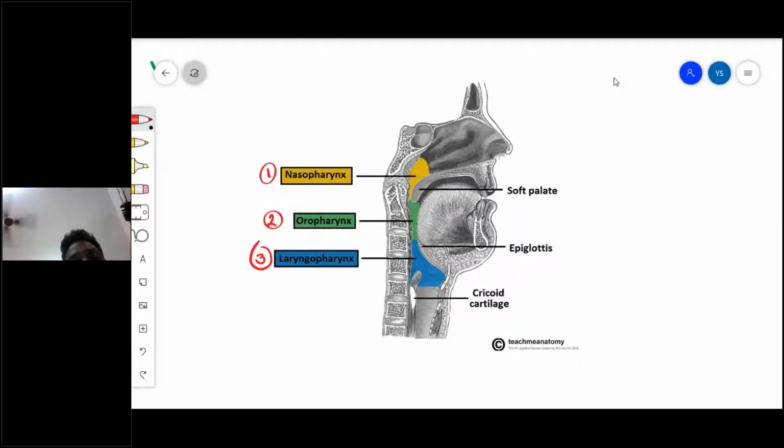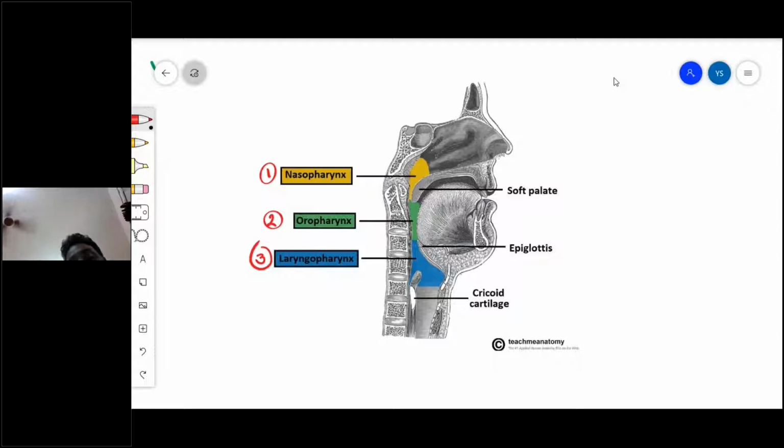For example, you see the nasopharynx, yellow color, it communicates with the nasal cavity. Then you see the second one, green color, oropharynx, communicates with the oral cavity. So this is named as oropharynx. Similarly, the blue color one is present behind the larynx. So this one is called laryngopharynx. So we can see the three parts in the interior.